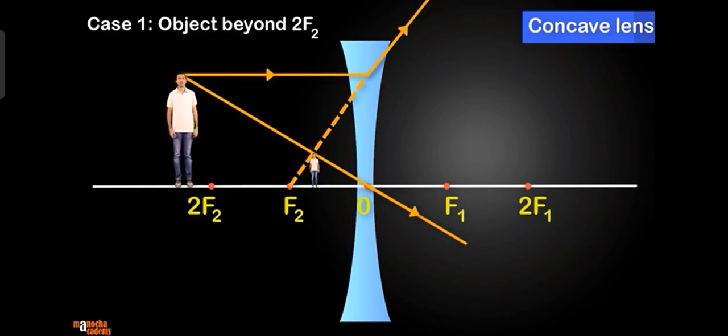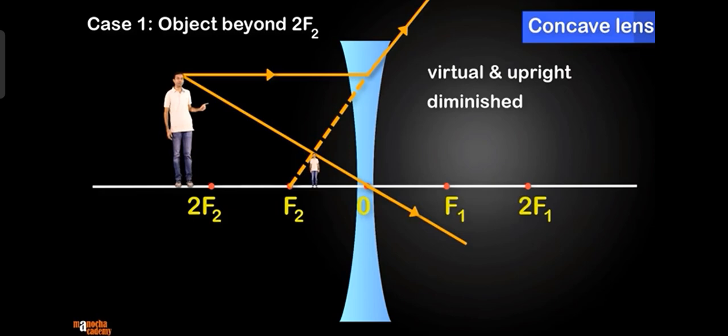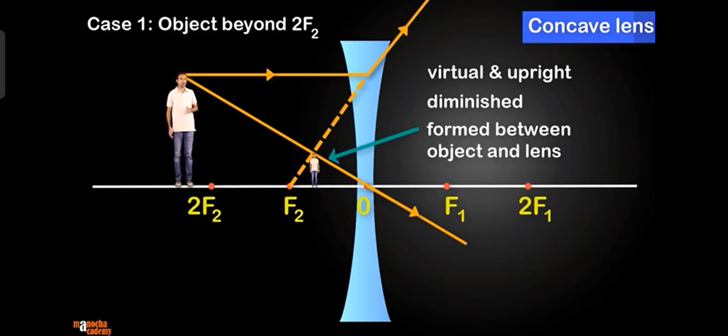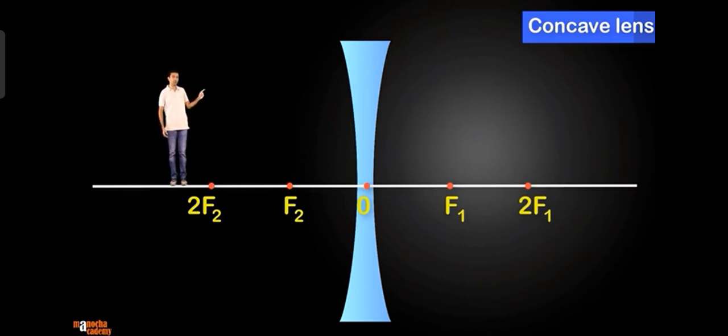What are the properties of the image here? That's right, the image is virtual and it's upright. The image is diminished and it's formed between the object and the lens. Now let me walk closer to the lens.